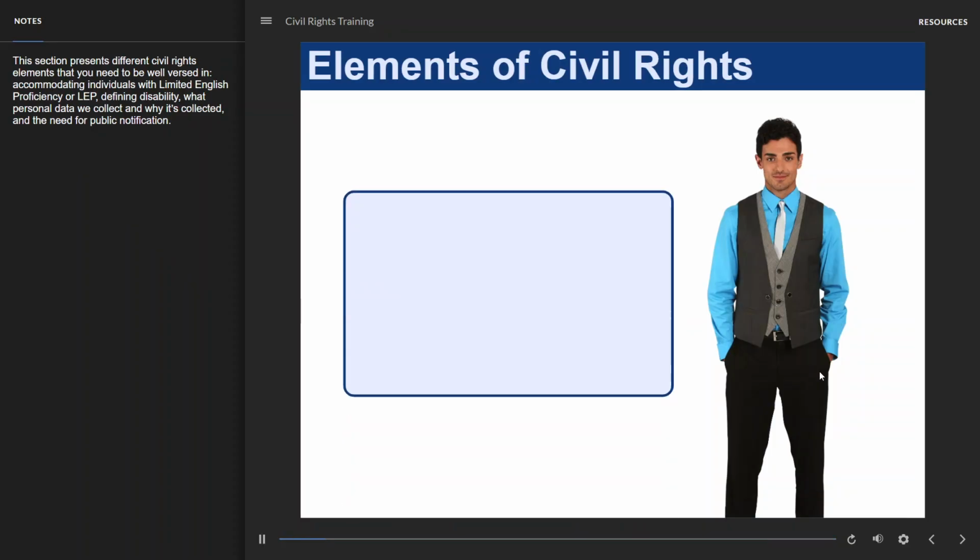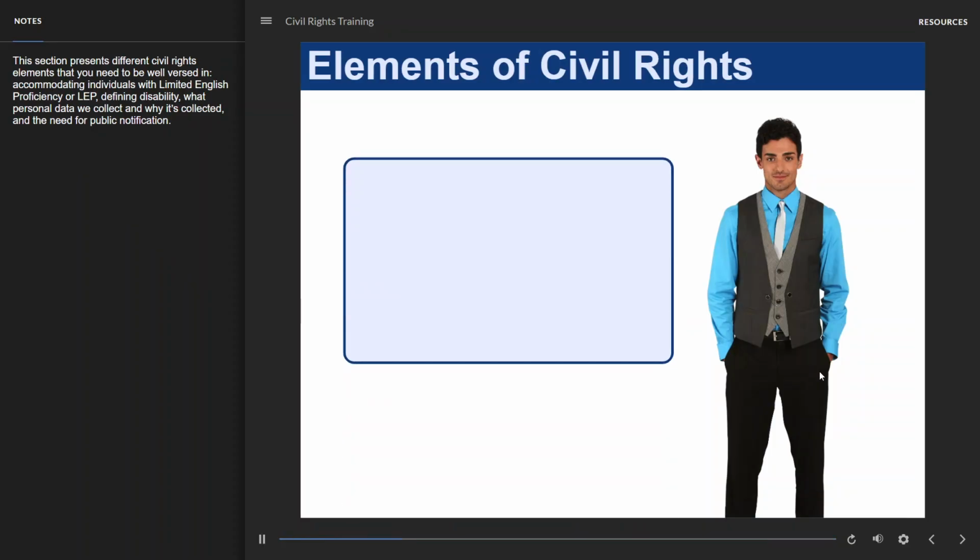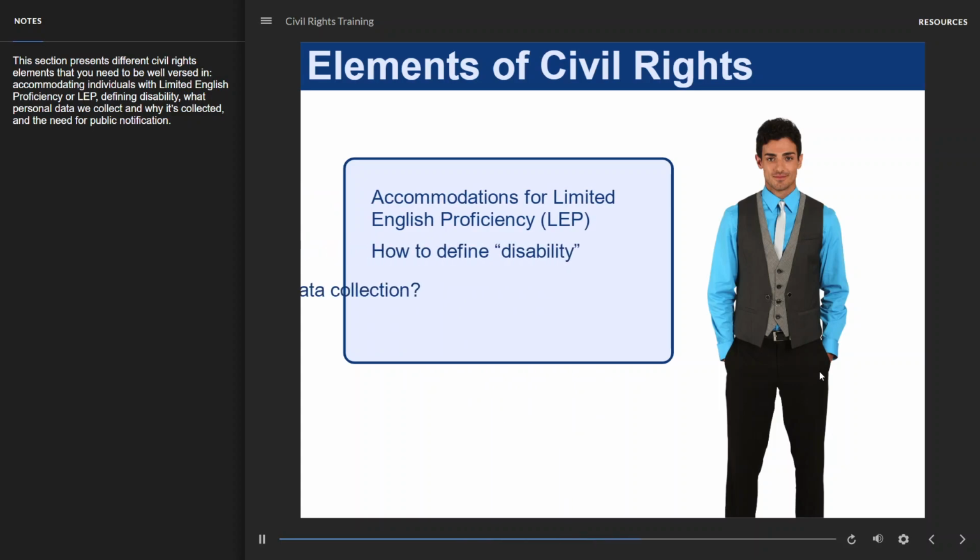This section presents different civil rights elements that you need to be well versed in: accommodating individuals with limited English proficiency or LEP, defining disability, what personal data we collect and why it's collected, and the need for public notification.